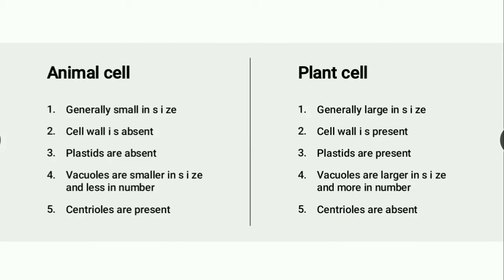Now we are going to study two types of cell, that is animal cell and plant cell. What is the difference? Generally, animal cell is small in size, whereas plant cell is large in size. Cell wall is absent in animal cell, cell wall is present in plant cell.